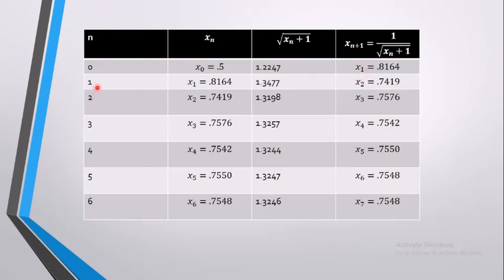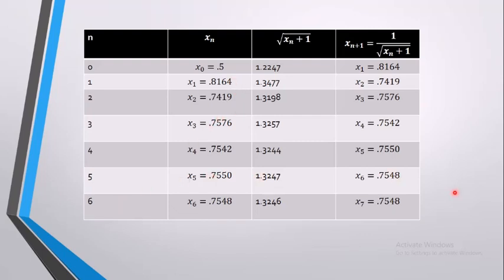Then let's move on to the second row. Now in the second row, when n is equal to 1, x_n is obviously x1. The value of x1, I will get from the first row and the fourth column, and that is 0.8164. From that I can do the third column, where I get the answer as 1.3477, and eventually I get x2. x2 is equal to 0.7419, because when I put in the value x1 plus 1, it becomes x2.